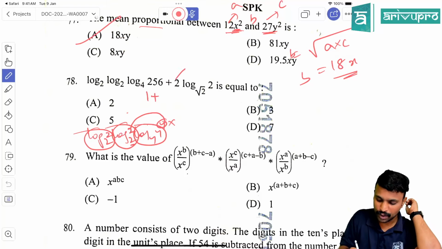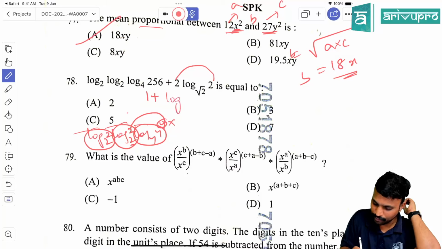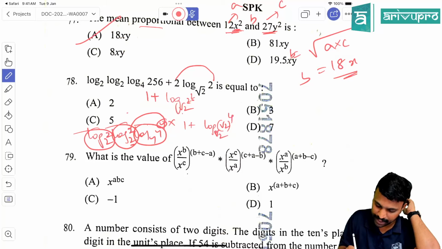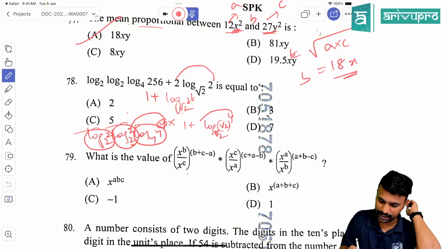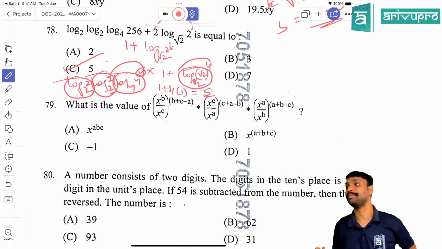Now guys, this 2 will become a power. That means log 2 to the power 2 to the base root 2. How do I write 2 in terms of base root 2? Obviously, it is root 2 whole power 2. Already power 2 is there, so it becomes 4. Now you can see the base and the power are the same. First of all, take this 4 outside. So 1 plus 4. Log root 2 to the base root 2 is 1, and the result is 1 plus 4, which is 5. Option C is the right answer.